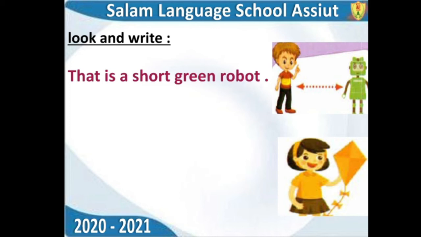The second picture. We can see a kite. It's near. We say this is a big orange kite. Its size is big. Its color is orange.